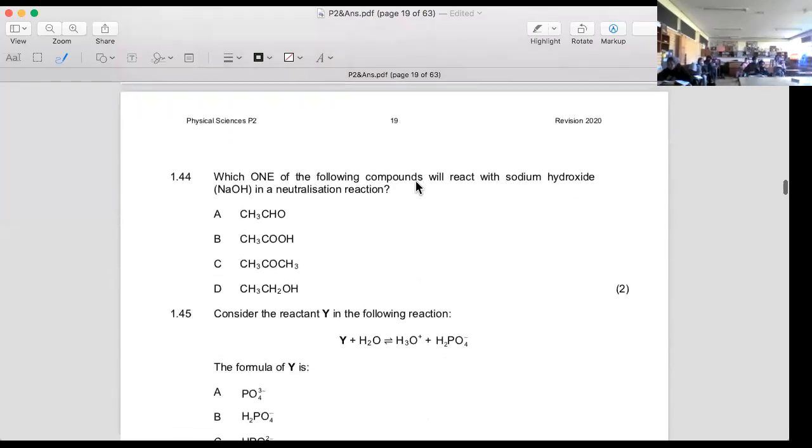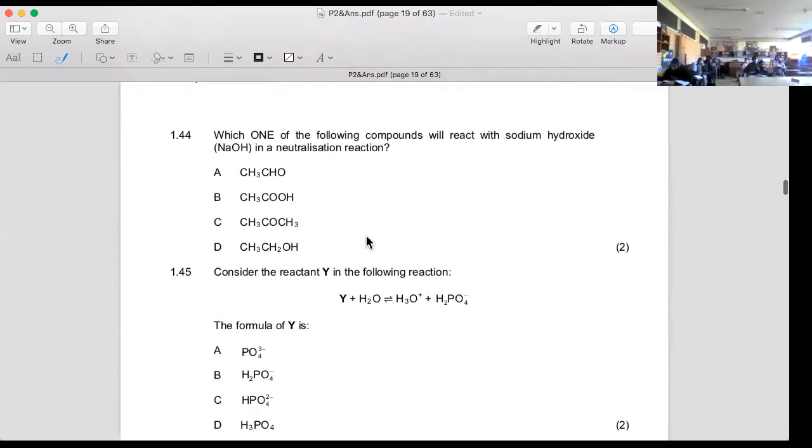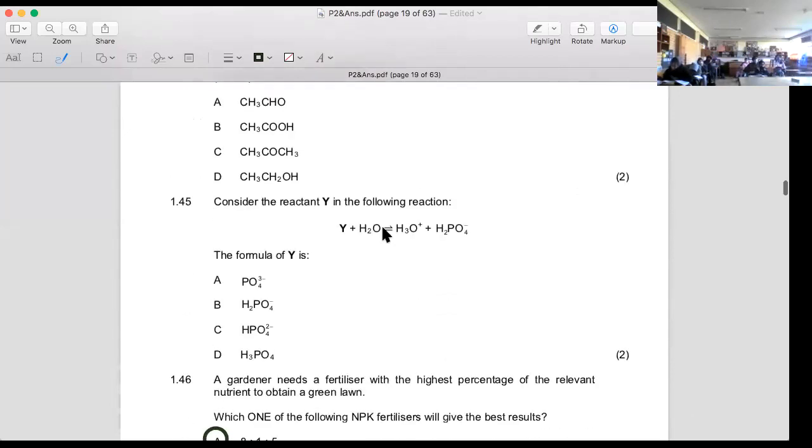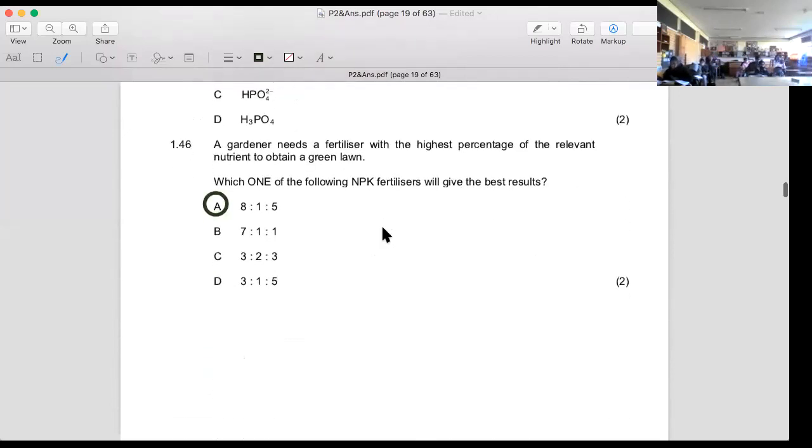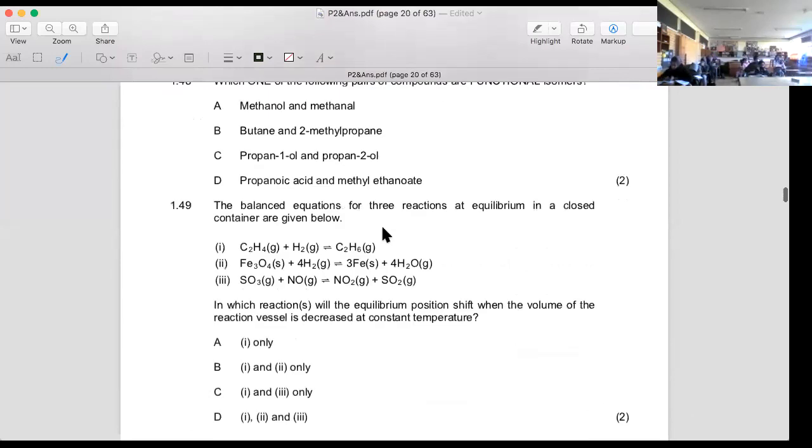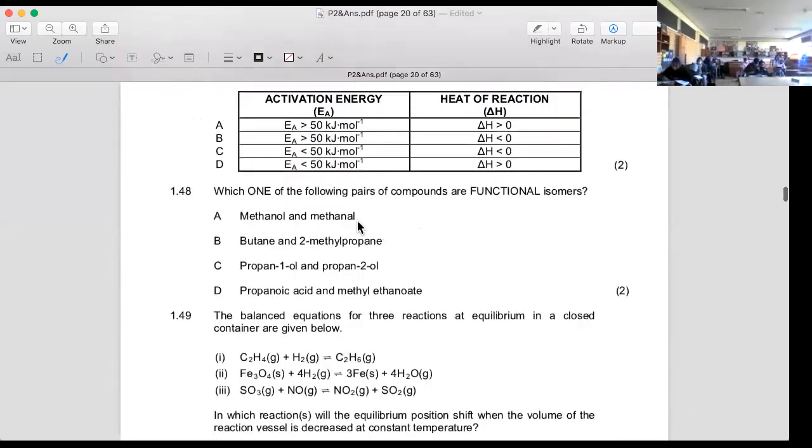Okay, which one of the following compounds? No, we don't. This we will get to. Fertilizers, okay, there looks like a question. Which one of the following pairs of compounds are functional isomers?